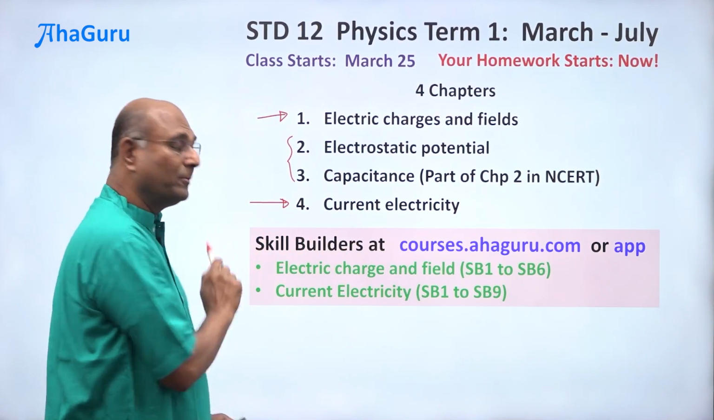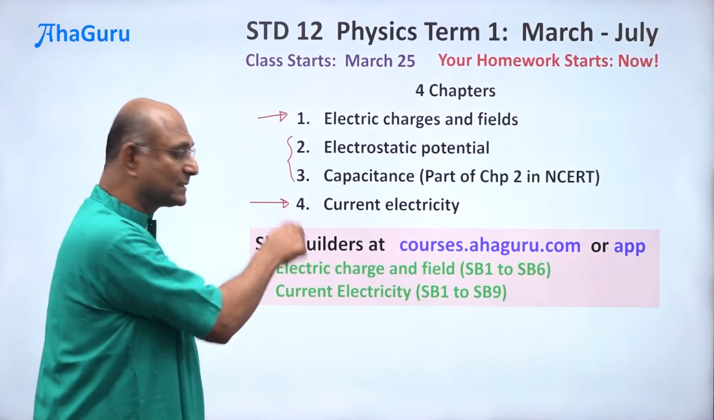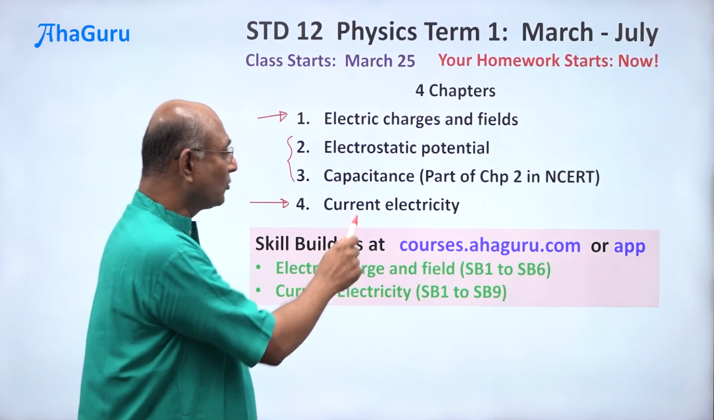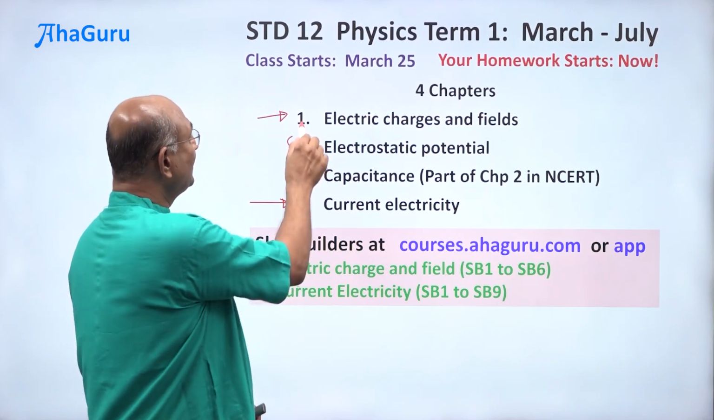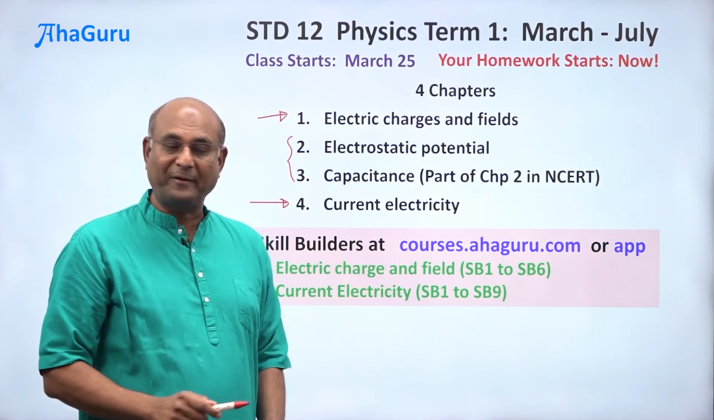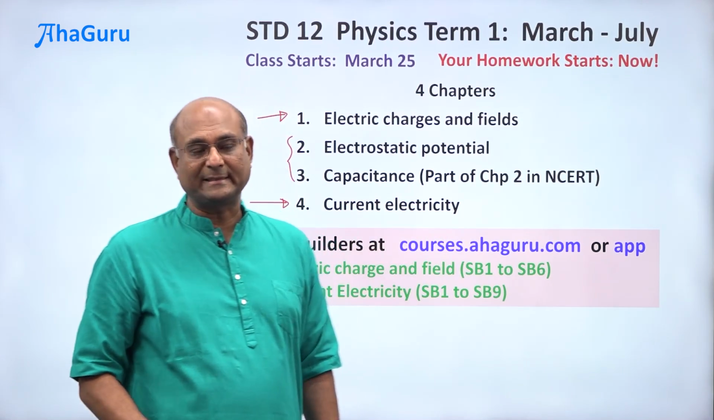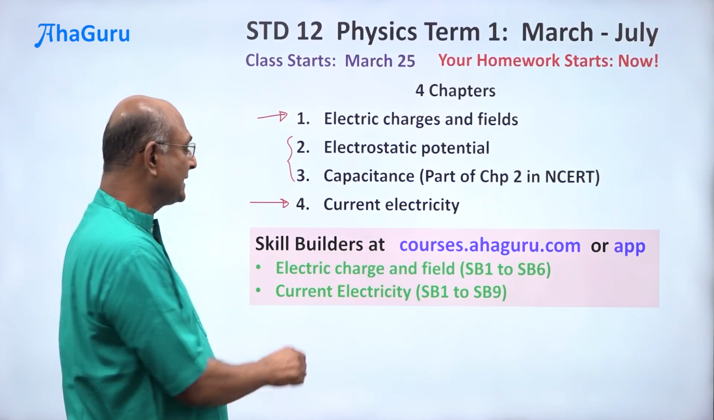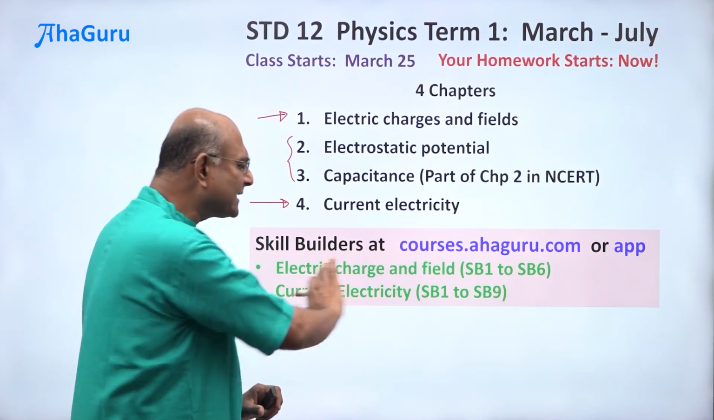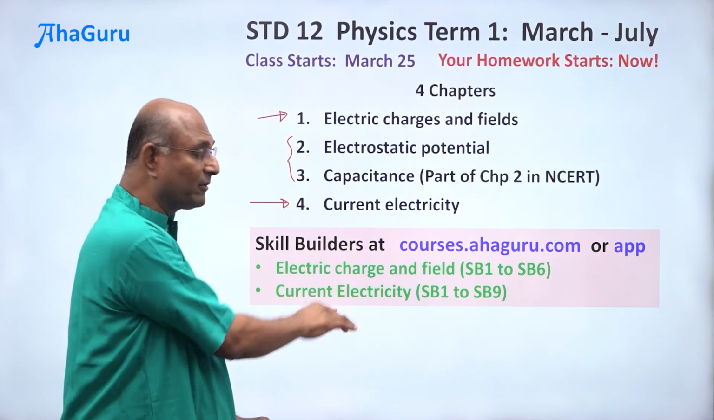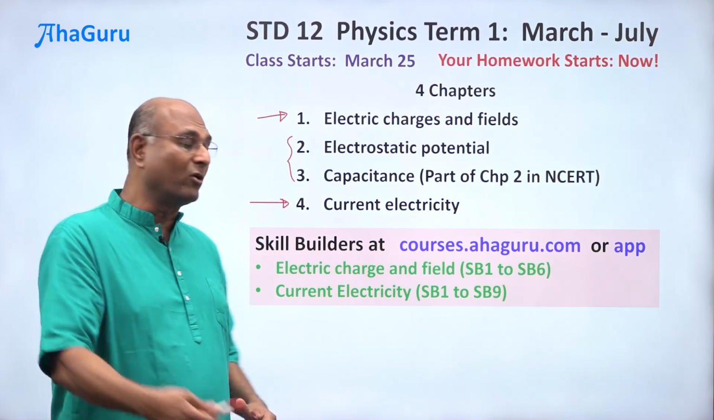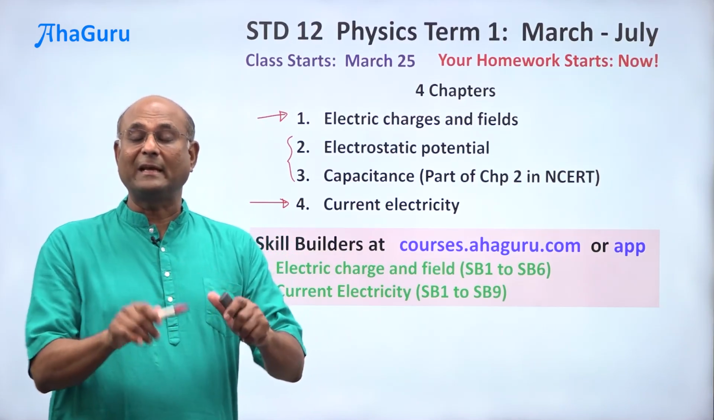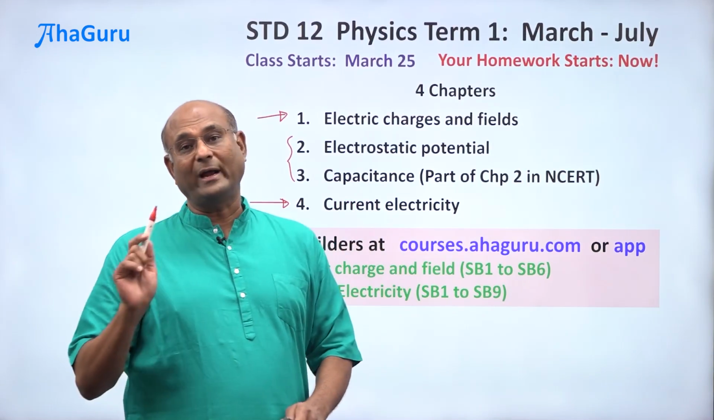Now, there are going to be 2 big things that I want you to do in the skill builders. Each SB is a skill builder. There are totally 6 skill builders for the first chapter, electric charge and field, SB1 to SB6. And there are 9 skill builders in the current electricity chapter. And these are basic level. You need to absolutely know all of these. After that, we will do a little more. The online lessons will have some more. But first, you need to know this. Without this, everything else will become much harder. So please go ahead and do this.